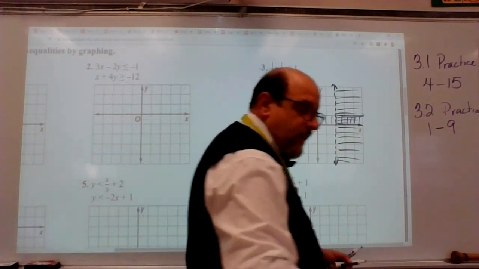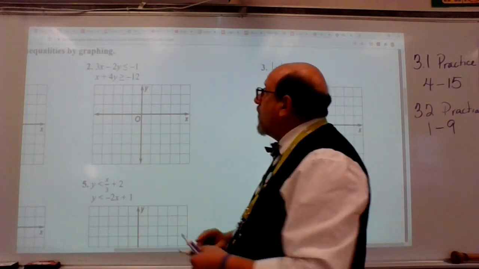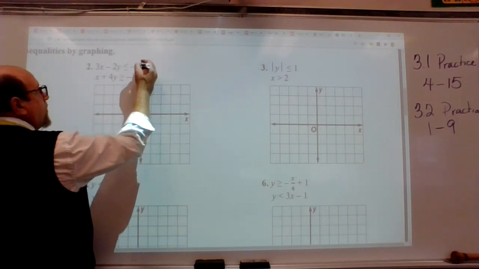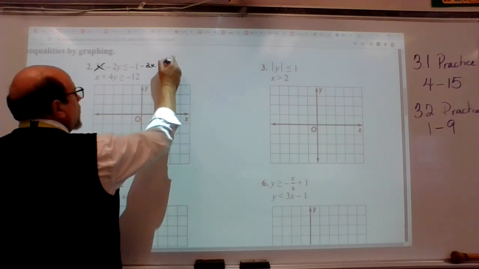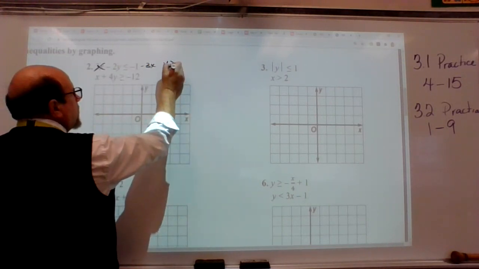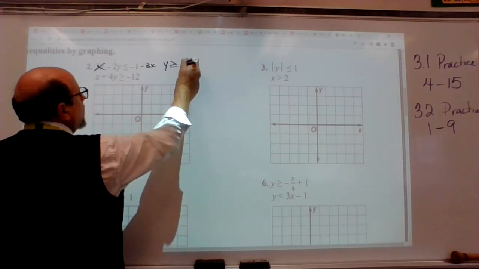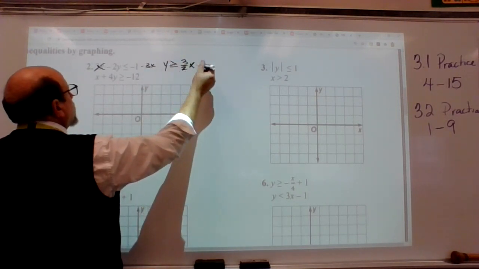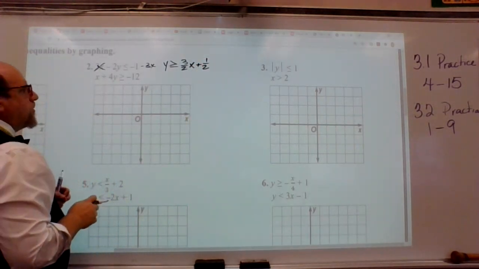That's pretty cool, right? Last one, I'm going to do this one right here, actually solving for y. Here we're going to solve for y. We're going to subtract 3x. We're going to divide by negative 2. So y is, don't forget to flip that inequality symbol when you divide by negative 2, greater than or equal to 3/2 x. And that would have been minus, and then another minus is a plus 1/2. Okay, there's one of them.